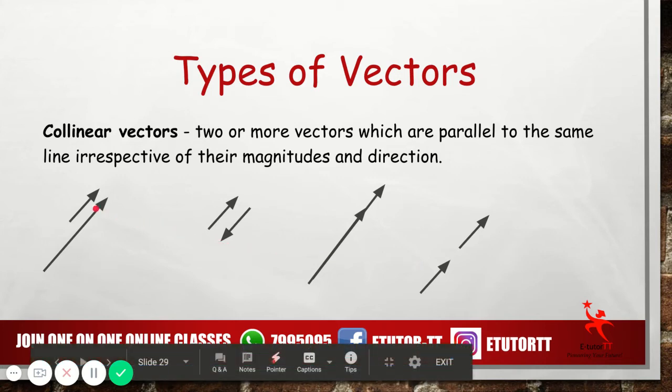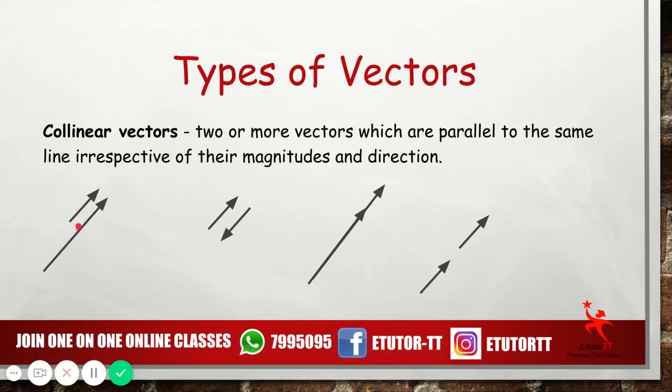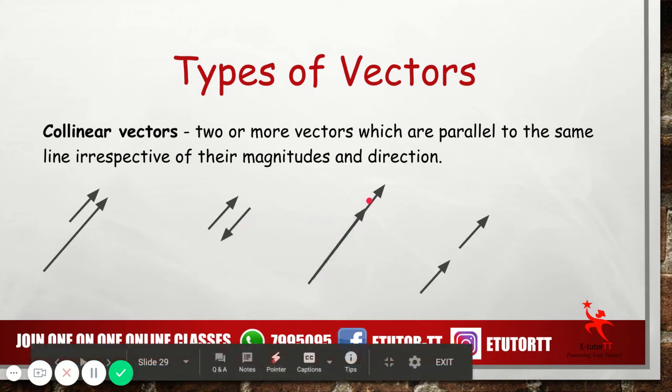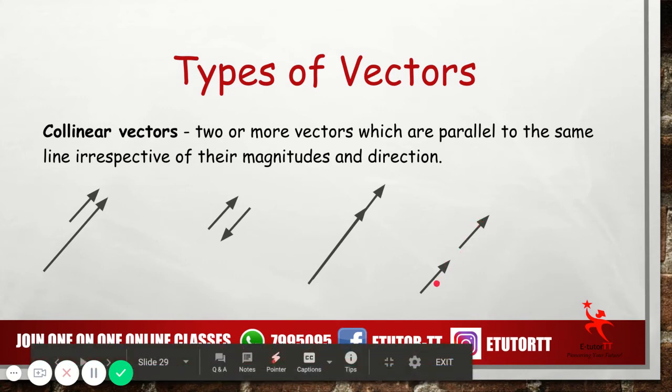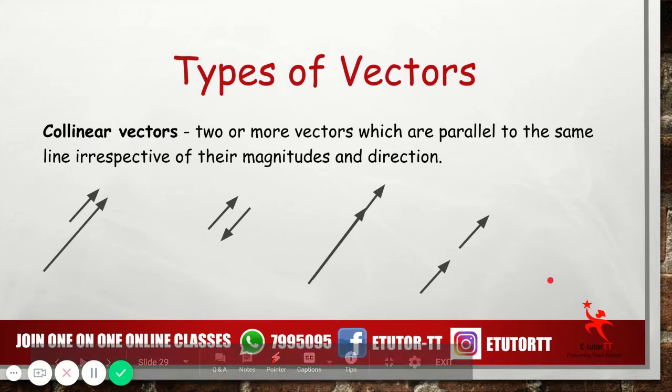So you see these have two different magnitudes, but they're going in the same direction and they are parallel. So it means they're collinear. These are also parallel, opposite direction, same size. Different sizes, same direction, but on the same line, parallel. These are also going to be on the same line, and these are same direction, same size. So these are all examples of collinear vectors.